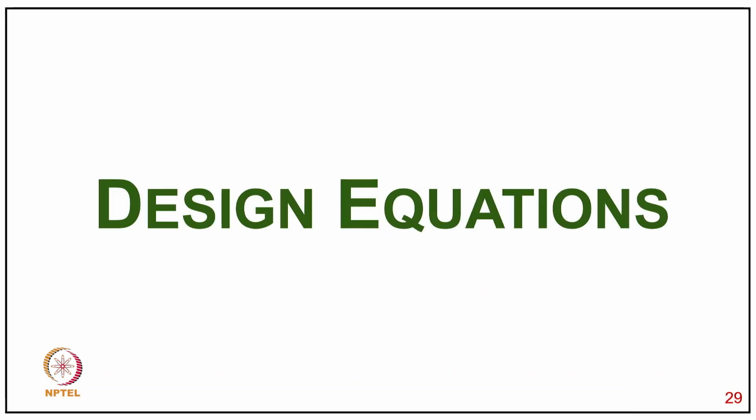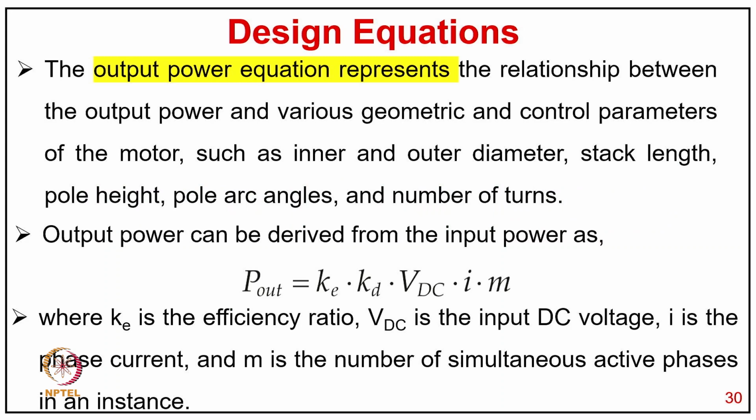Now coming to the design equation of the axial flux reluctance machine. The output power equation represents the relationship between the output power and various geometric and control variables of the motor, such as inner and outer diameter, stack length, pole height, pole arc angle, and number of turns. The output power can be derived from the input power as P out equal to Ke into Kd, V DC, and I into m, where Ke is the efficiency ratio, V DC is the input DC voltage, I is the phase current, and m is the number of simultaneously active or excited phases at a particular instant of time.